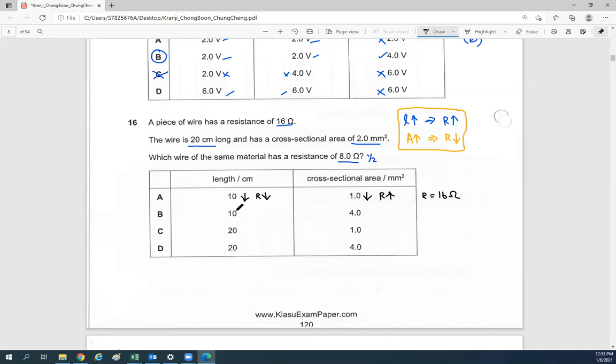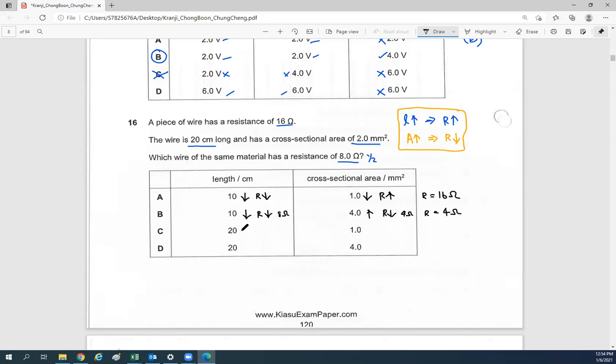Now let's look at this one. The length drops by 2 times, so the resistance also drops by 2 times. So now we are at 8 ohms. Let's look at the cross-sectional area. The cross-sectional area is now double, which means the resistance drops a further 2 times. From 8, it drops another 2 times, so it now becomes 4. So the total resistance is now 4, which is not what we want. So this is out as well.